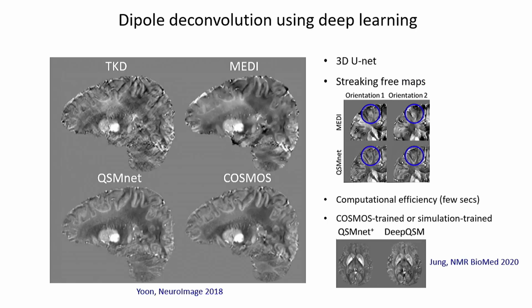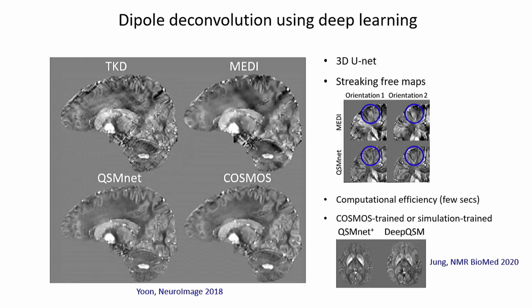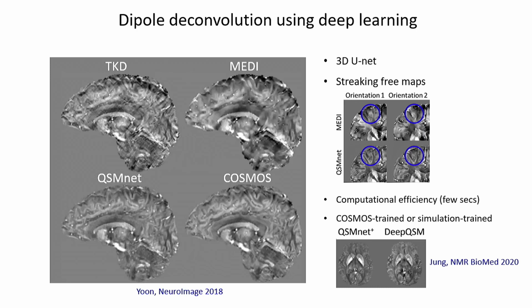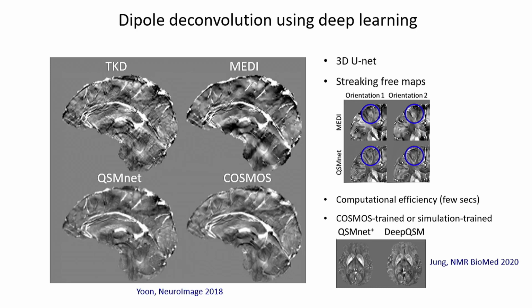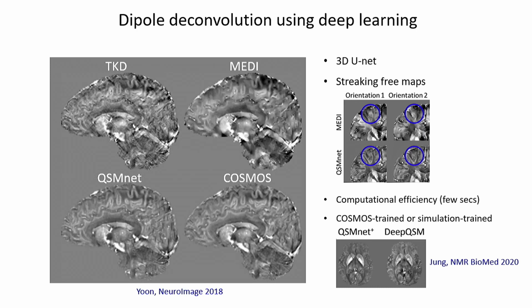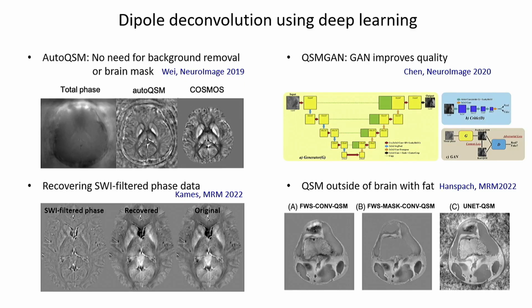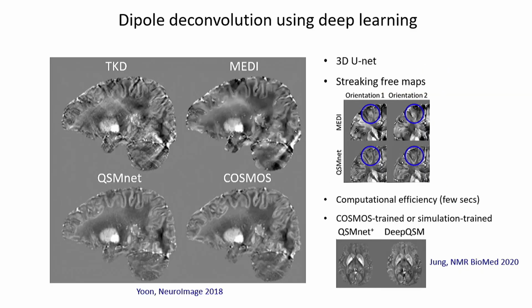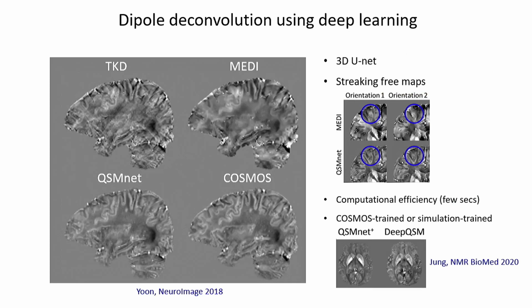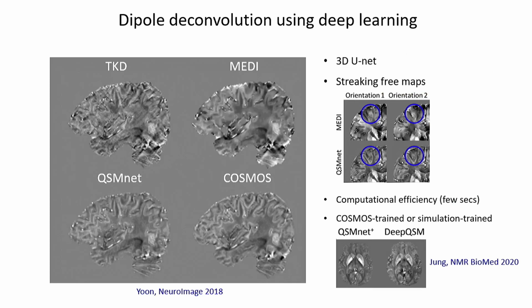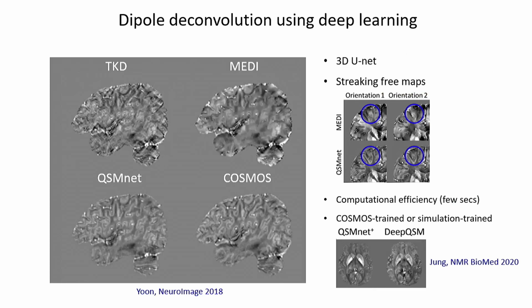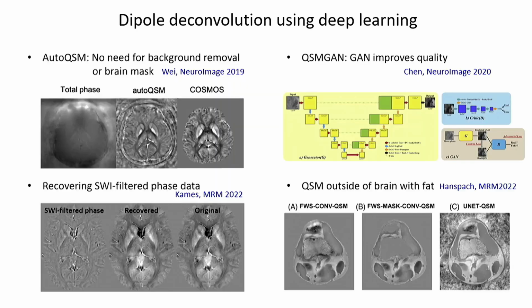And this is the result, showing the upper two images from the conventional reconstruction, showing the streaking artifacts. But QSMNet, which uses the neural net, doesn't have much streaking artifact and has the quality of the COSMOS result. A lot of people use the UNet, 3D UNet, as the deconvolution process itself is designed for 3D. And computational-wise, it takes several seconds. That's another advantage of deep learning reconstruction.